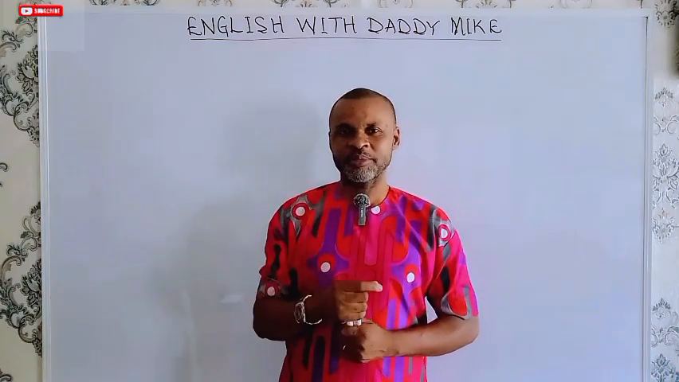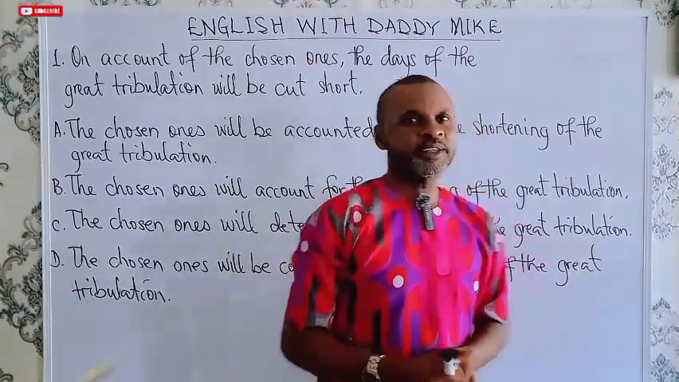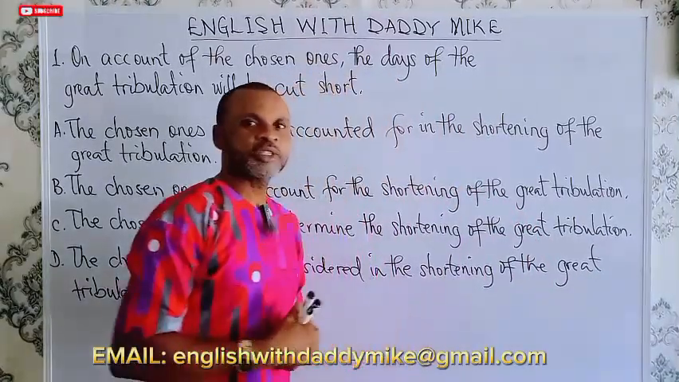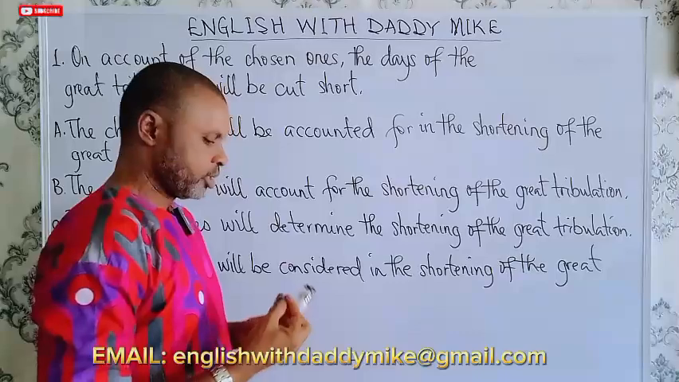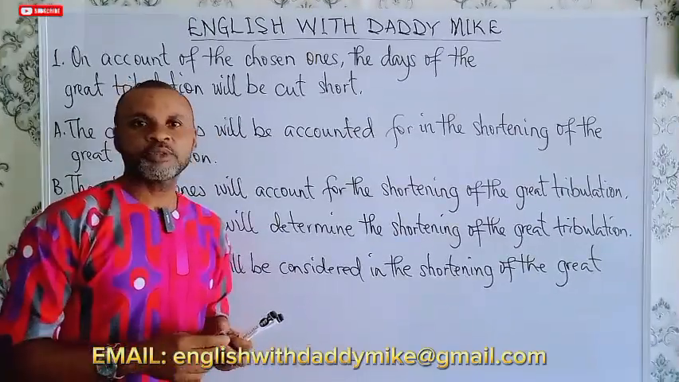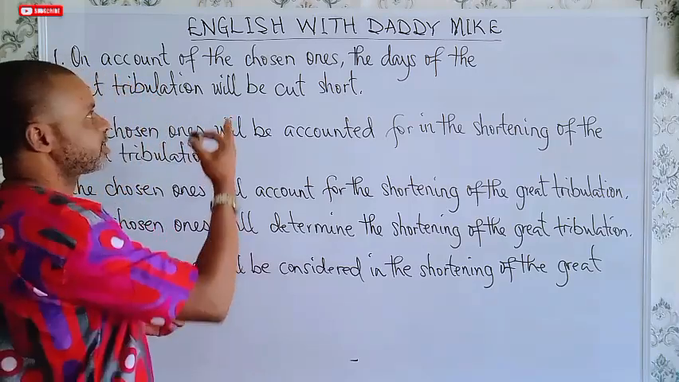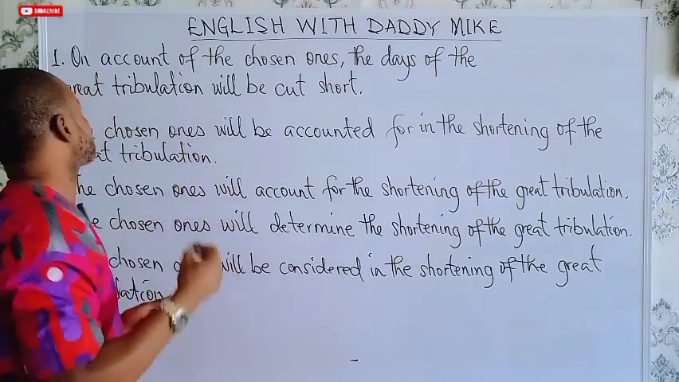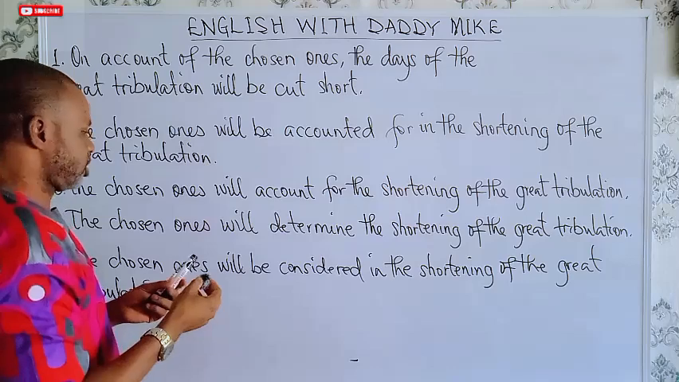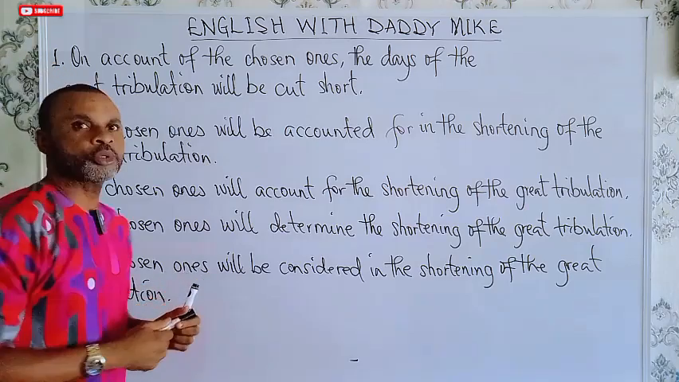Not success, remember, success. Yes, so here we are. This is a robust sentence looking at you right there on the board, waiting for an explanation. So how would you explain or interpret this sentence? On account of the chosen ones, the days of the great tribulation will be cut short.